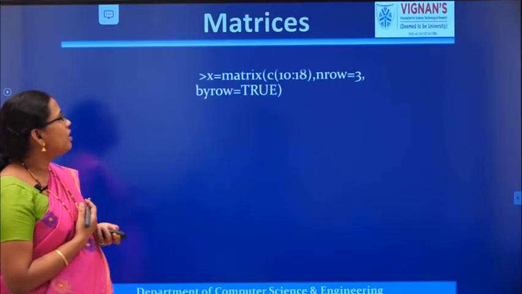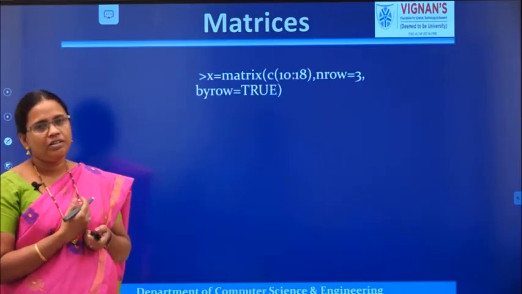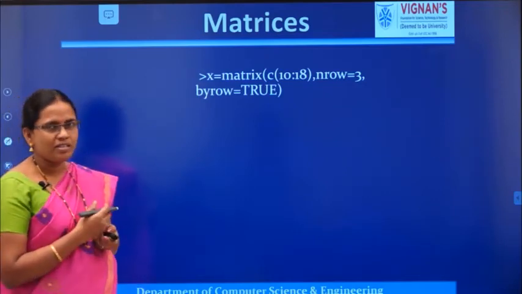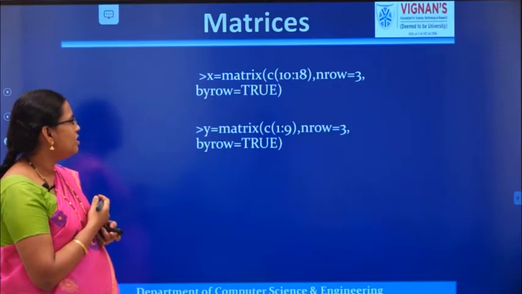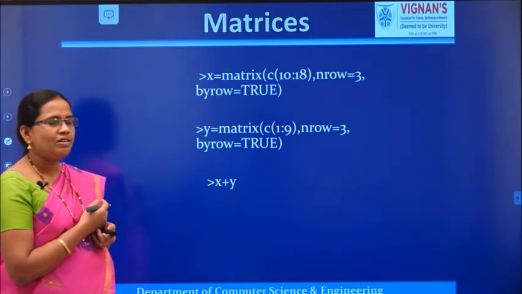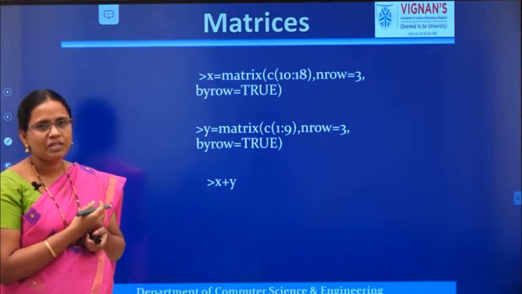First, let us see how to do matrix addition. To do the addition we require 2 matrices of the same size. I have taken 2 matrices here, X is one matrix and Y is my other matrix. And to do the addition, the command that we have to give is X plus Y.